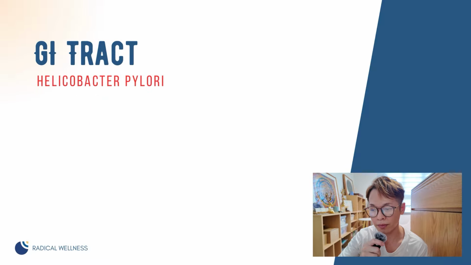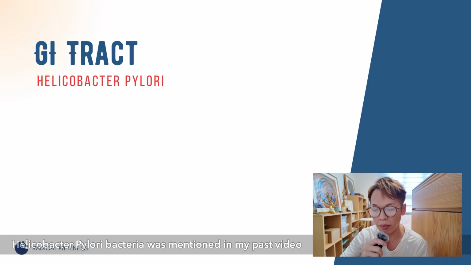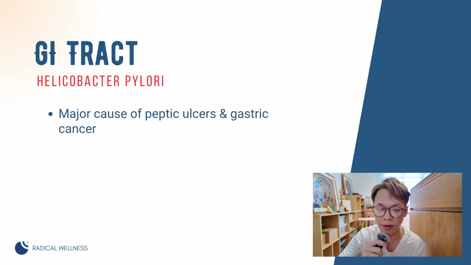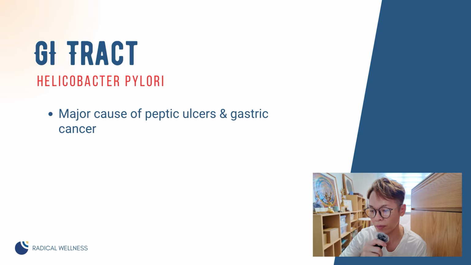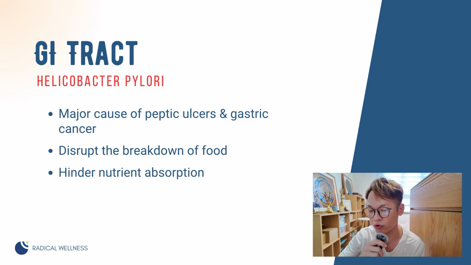Inside our GI tract, the most prevalent bacteria is H. pylori. The overgrowth of H. pylori is a major cause of peptic ulcers and gastric cancers. And urease produced by H. pylori overgrowth can indirectly disrupt the stomach's ability to break down large food particles and hinder the absorption of our nutrients.